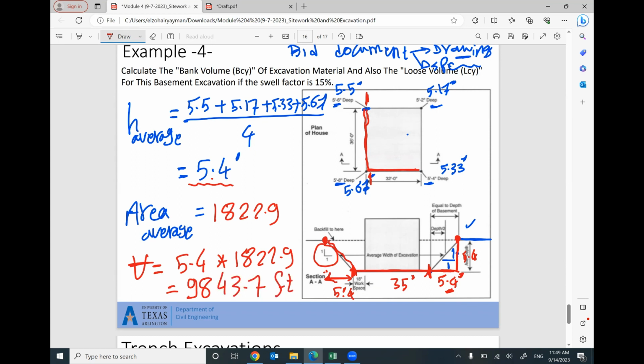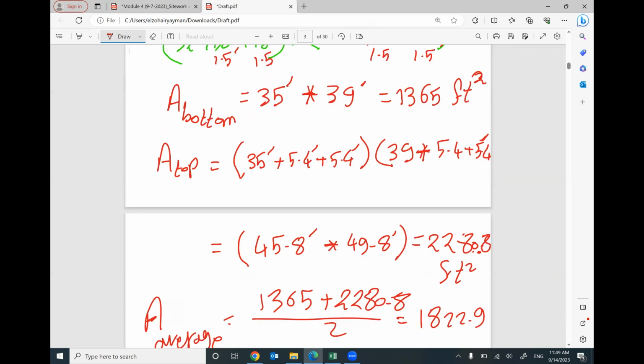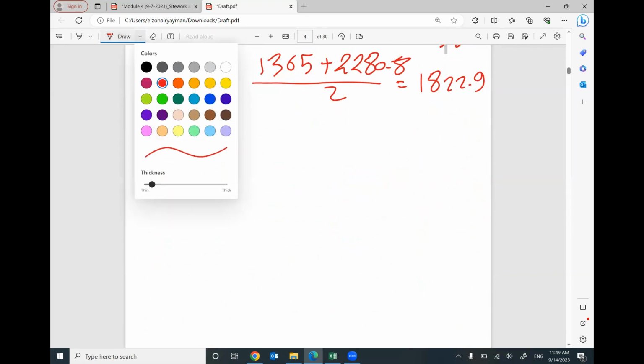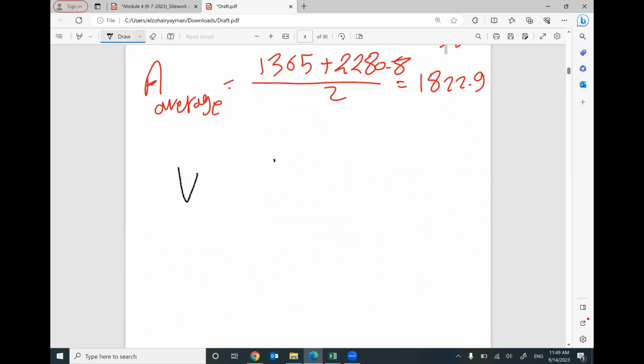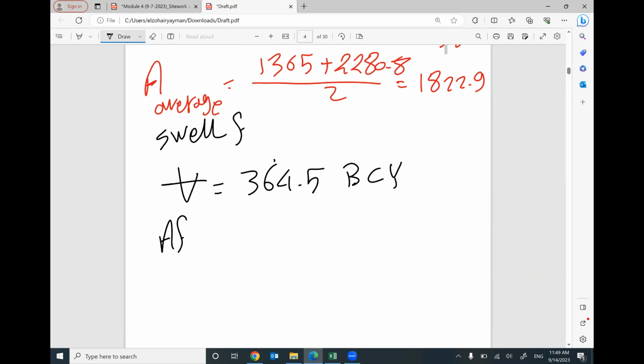9,843.7 cubic feet. If you divide this number by 27, I can convert it to 364.6 bank cubic yards. Why is it a bank cubic yard? Because we are using the actual dimensions. Everything is the actual natural soil. So the total volume we need to excavate for this house will be this number, 364.5 bank cubic yards.